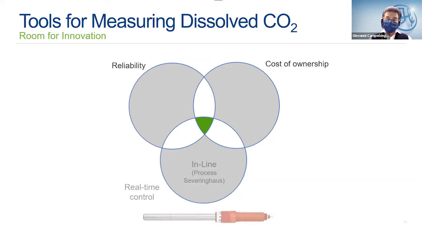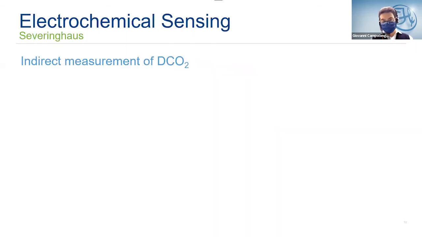So first of all, of course, we tried to see, okay, there is already a technology. Can we make it better? Can we improve the existing technology? And we looked into that. And what we found out, maybe you know that: the electrochemical sensing of dissolved CO2 through the Severinghaus method. Severinghaus is the person who invented the method more than 50 years ago.